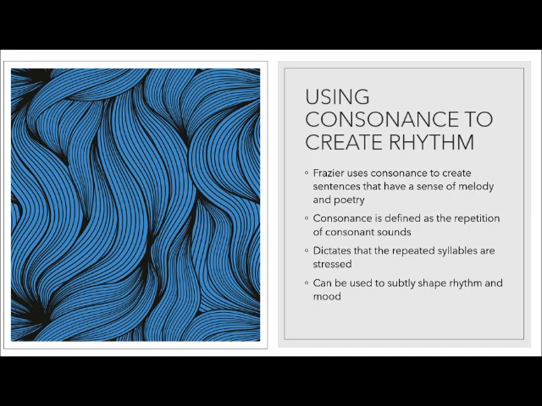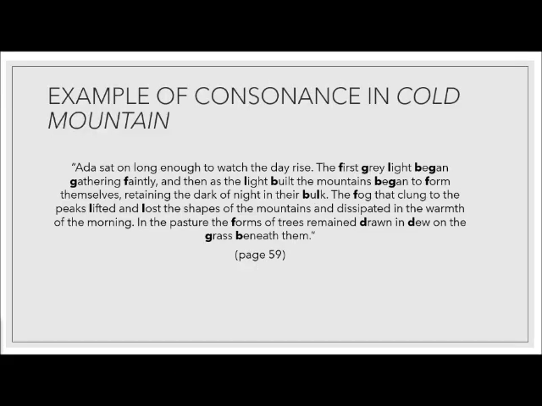There are many examples in Cold Mountain of Frazier's mastery of consonants, one of which is found in a passage on page 59, where he describes Ada watching a sunrise over the mountains. The first grey light began gathering faintly, and then as the light built, the mountains began to form themselves, retaining the dark of night in their bulk.